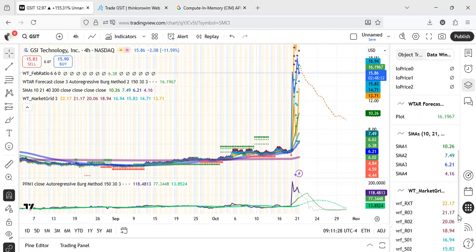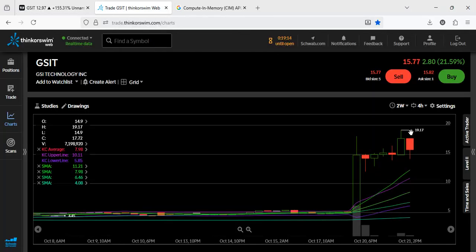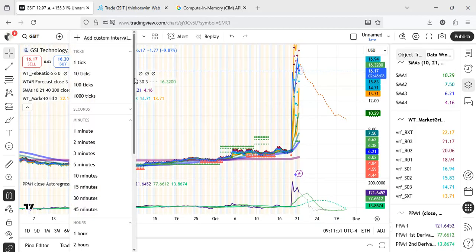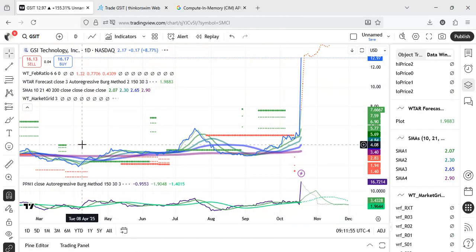We have 22.17. You can see that between 13.71 and 22.17 is the range it expects the stock to trade within. So there's a good chance that 19.17 could be retested. The algos are saying that it is there, but we can't calculate that probability because I don't think the stock has actually reached those sort of levels before.